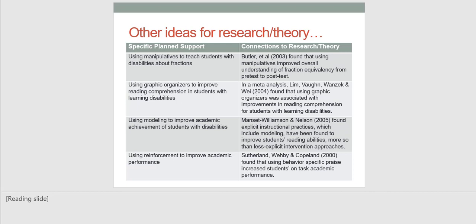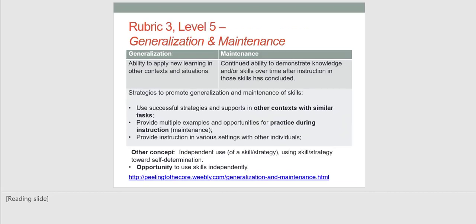You can find the handout on Canvas. Rubric 3, to reach toward the score of 5, requires that you address generalization and maintenance of the skill or behavior that you're targeting in your lesson objective. Generalization means applying that skill to new learning, like other contexts and situations.